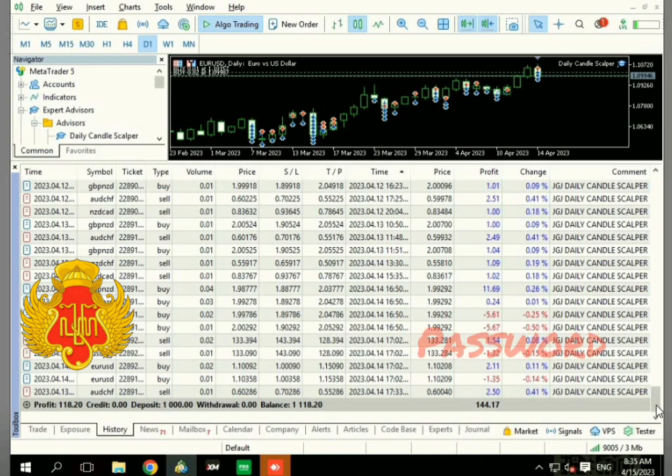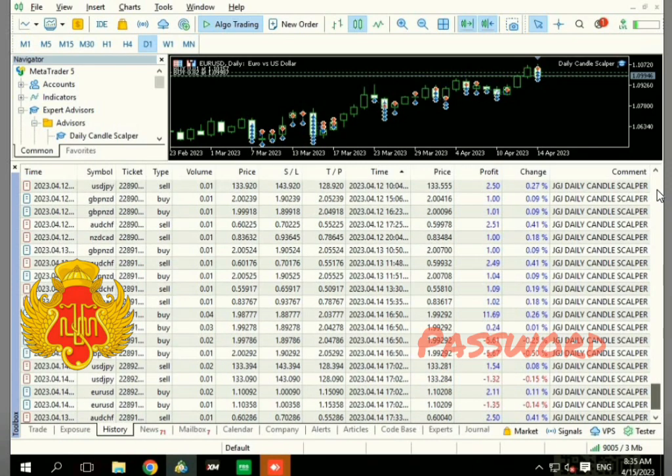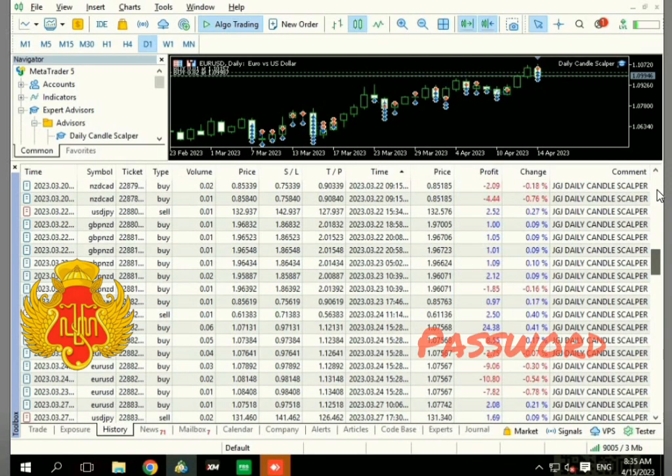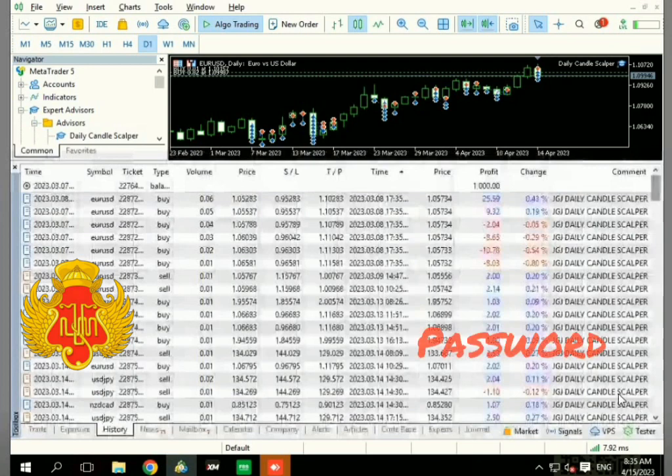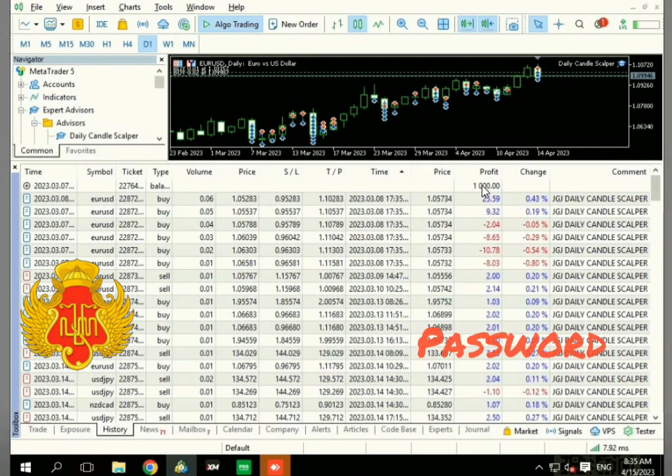News filters. News filter settings. Enable news filter: true to enable, false to disable. Time zone GMT: your broker's server GMT offset. Stop trading before the news, in minutes. Restart trading after the news, in minutes.